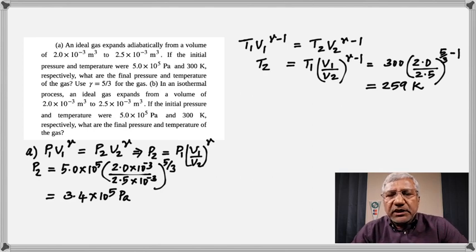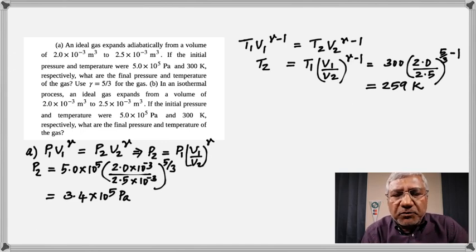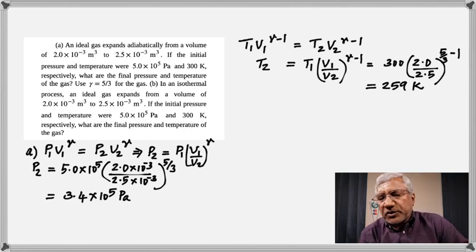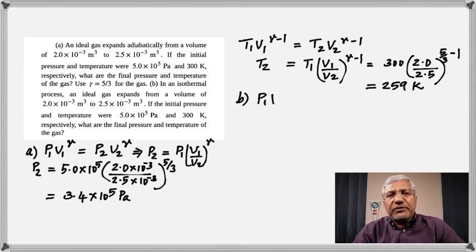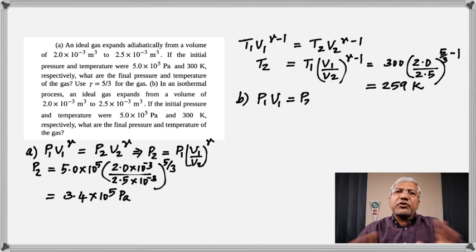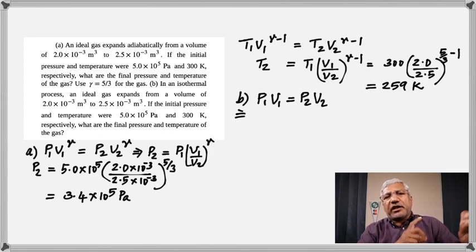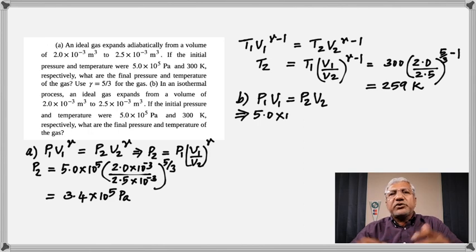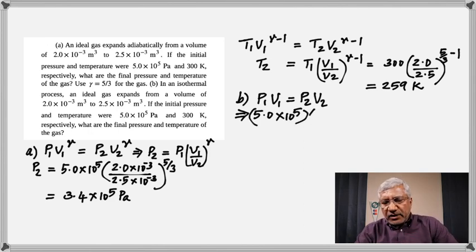And then there is a B part where in an isothermal process, so it's now saying it's isothermal. The ideal gas expands from an initial volume to the final volume. It's actually the same numbers. If the initial pressure and temperature are given, what are the final pressure and temperature? Oh, this is so easy. Because it's isothermal, the temperature will be the same. We got the answer. Now we've got to find the pressure using the isothermal equation. And what is that? That is pressure times volume is a constant. So I'm trying to show you the difference. You know, if it's adiabatic, use the adiabatic equations. If it's isothermal, use the isothermal equation. It's as simple as that.